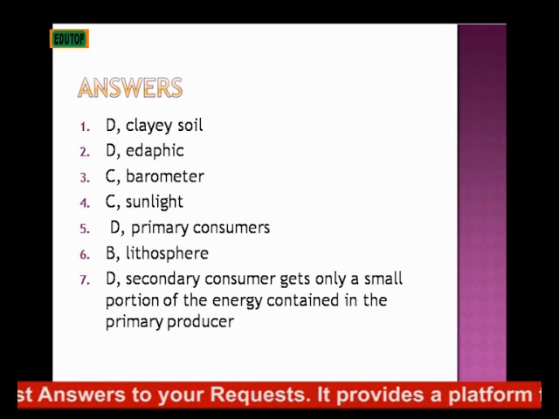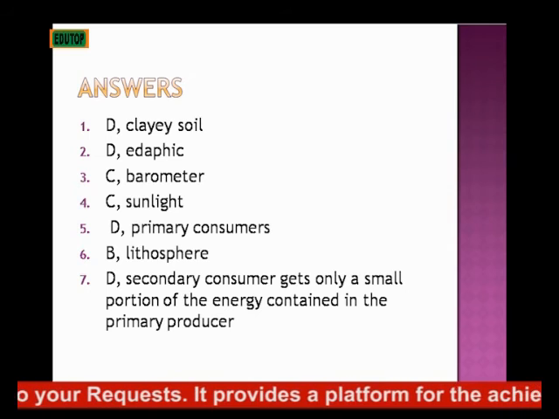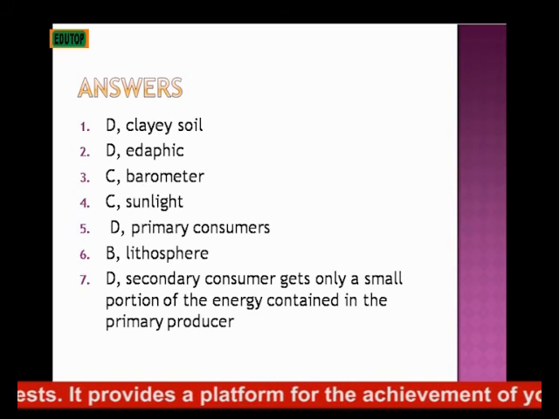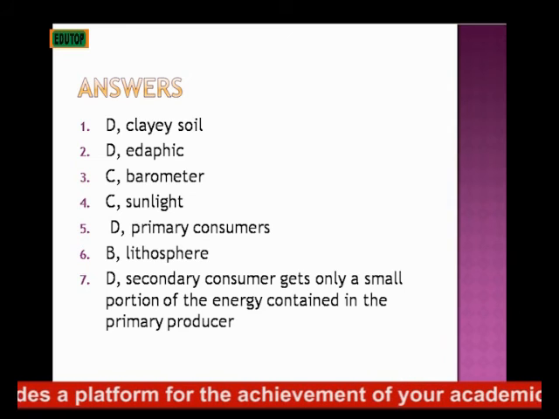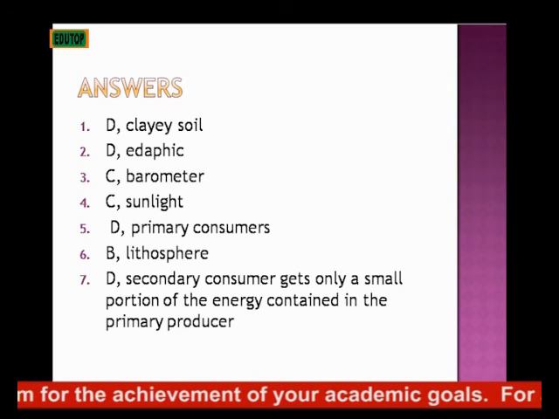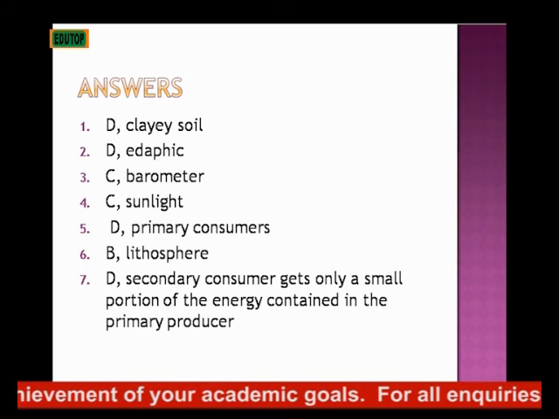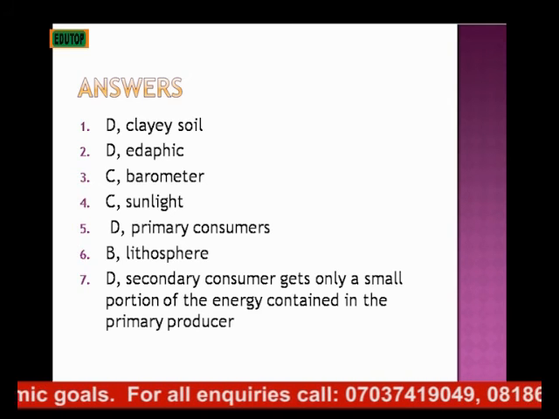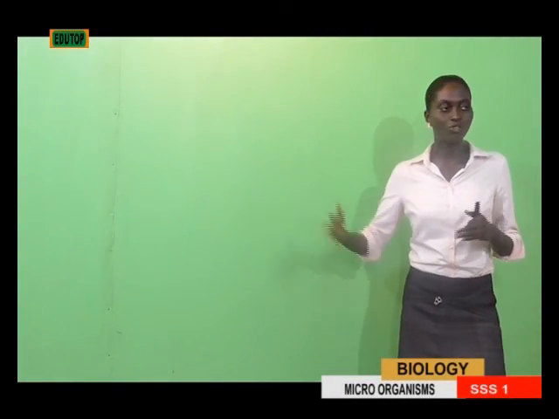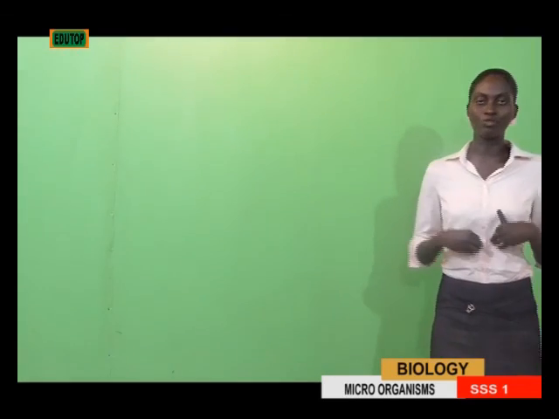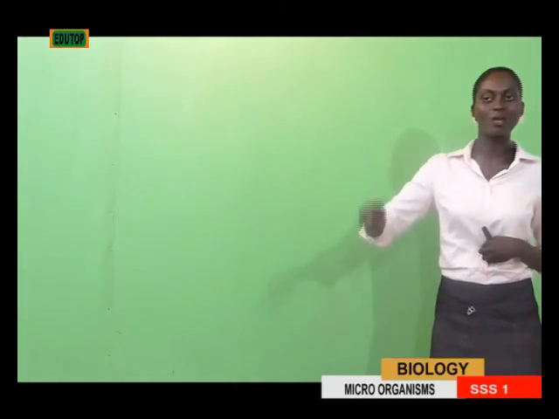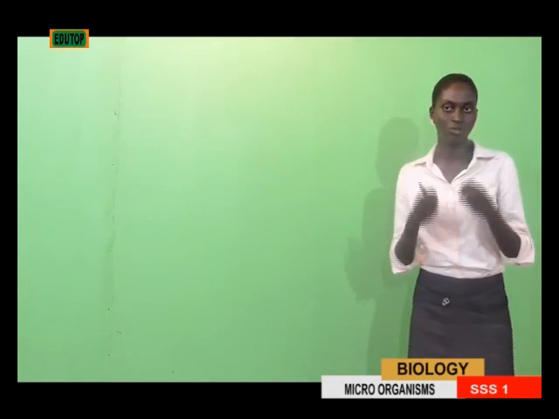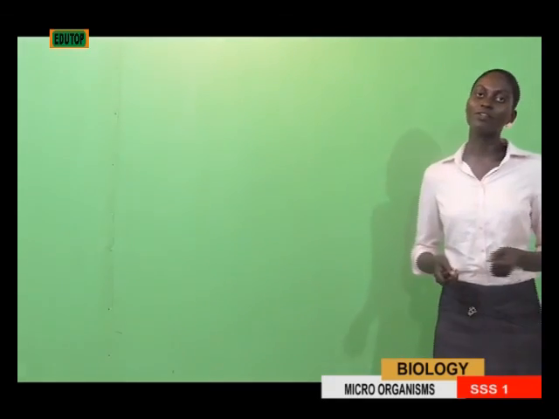Then for the last question, in a food chain involving a primary producer, a primary consumer, as well as a secondary consumer, the sharing of trophic energy is in the form that the option is D. The secondary consumer gets only a small portion of the energy contained in the primary producer. I explained that the energy decreases as you go down the chain. So it is not the same amount of energy that the primary producer has that is passed to the primary consumer, let alone the secondary consumer. So the energy keeps decreasing. The secondary consumer gets just a small portion of the energy found in the primary producers.